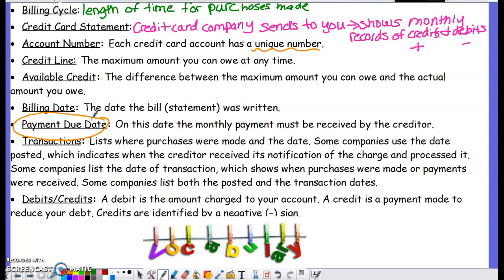So I know for myself, if I make some big purchases on my credit card, I'll just go pay it off right after I make those big purchases. So I don't have to worry about it. I know that it's taken care of.